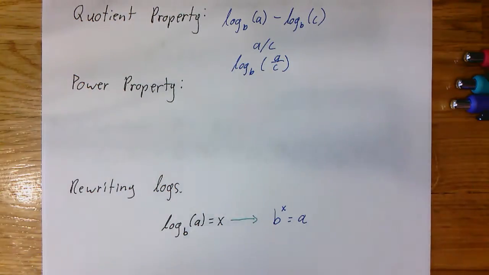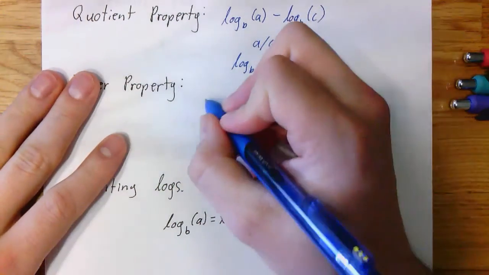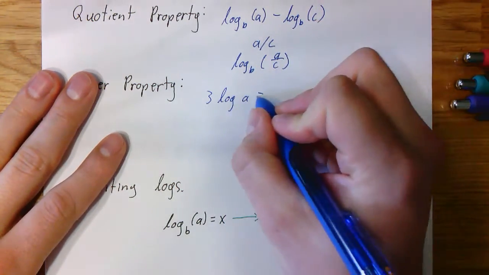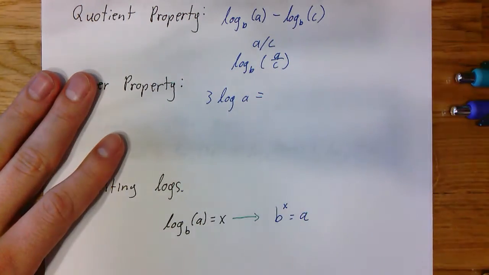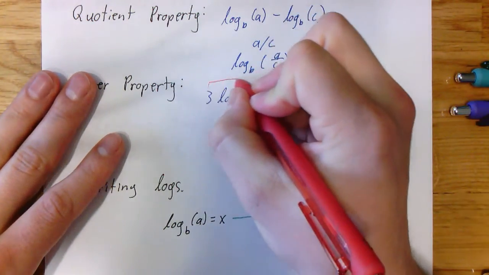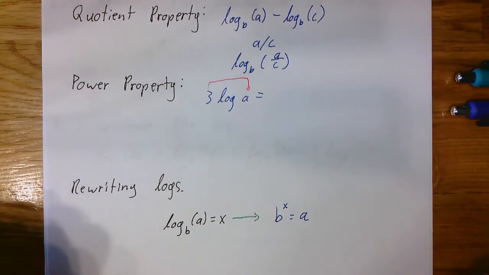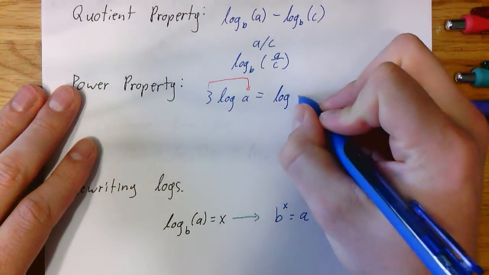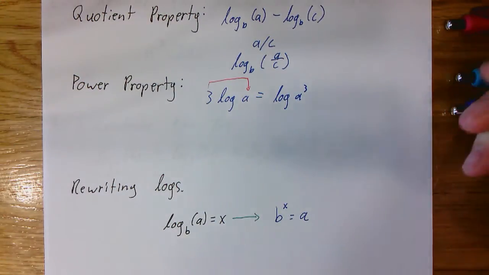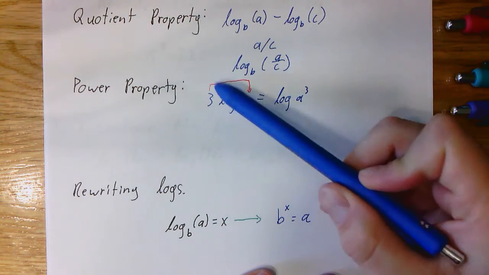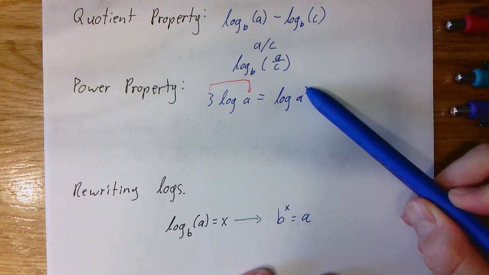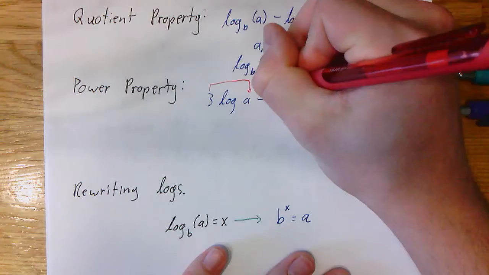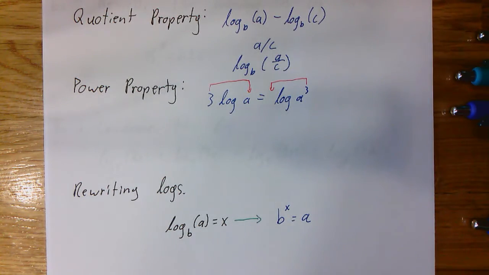So the power property is the one that says if we have something like 3 times the log of A, we can take this exponent, check out my pro color coordinating, and we throw that into the argument and put it on the argument as an exponent. So this would be log base A to the power of 3. I might have said exponent there. This is a coefficient. It turns into an exponent. Likewise, you could reverse that as well, and then the 3 would just get thrown in front of the log and turn into a coefficient.